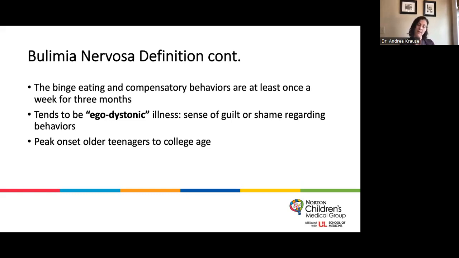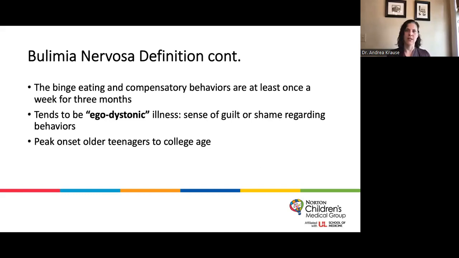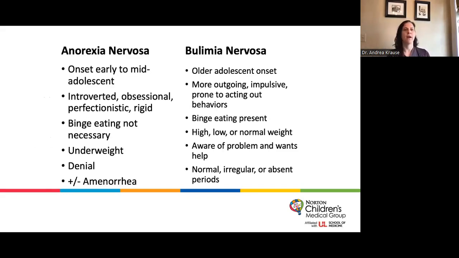And then on the flip side to anorexia, bulimia tends to be an ego-dystonic illness. What that means is there is intense fear or intense guilt and shame associated with the behaviors that go along with this illness. Bulimia tends to occur in older teens to college age kids. But that being said, someone could start out with anorexia in adolescence, and that can transform over time, so just be aware of that. So the side-by-side comparison of the two: we talked about the onset, a little bit earlier onset for anorexia. There are personality features that are somewhat classic with anorexia.